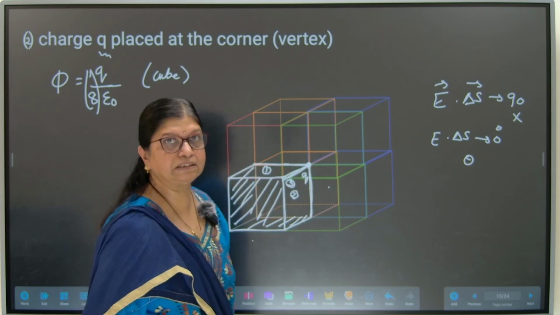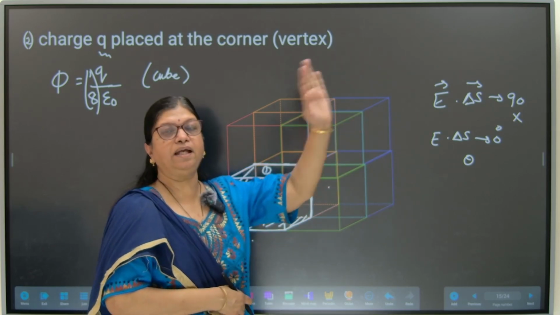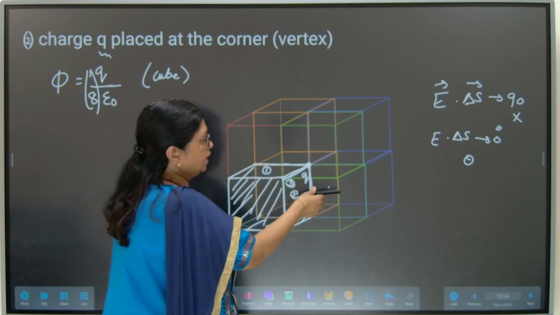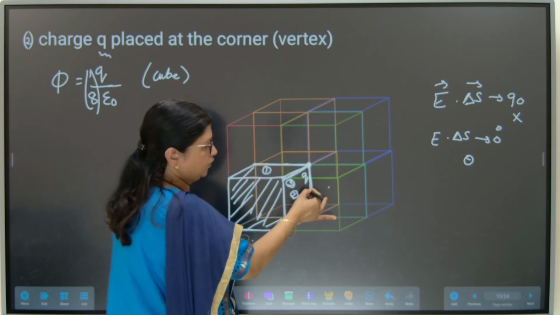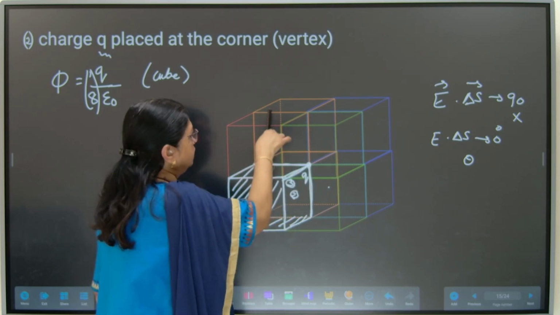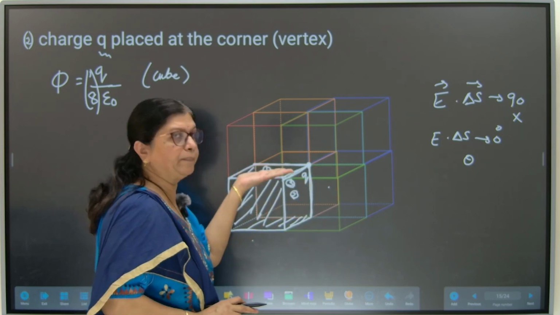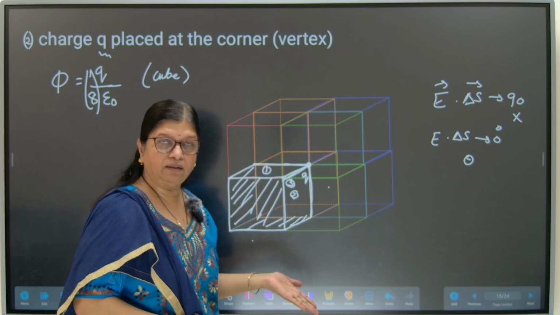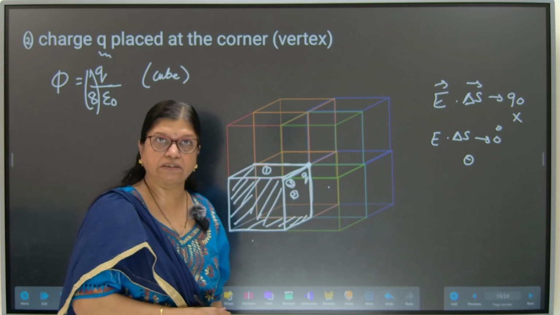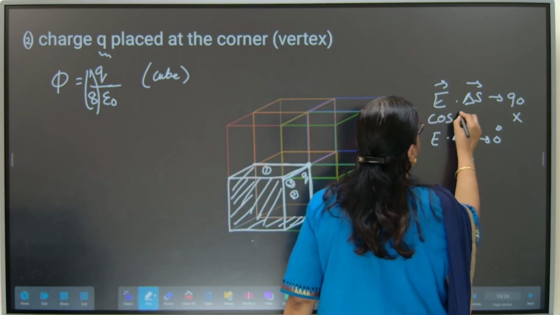For all the three cases, this is the direction of E. Direction of E is perpendicular to delta S. Okay, if this is the direction of E, then this is the direction of S. You can see, this is the direction of S and this is the direction of E. In this case also, this is the direction of E and this is the direction of delta S. So, in all the three cases, this one, the above one and the behind one, E to delta S has an angle of 90 degrees. Okay, so cos 90 is 0.